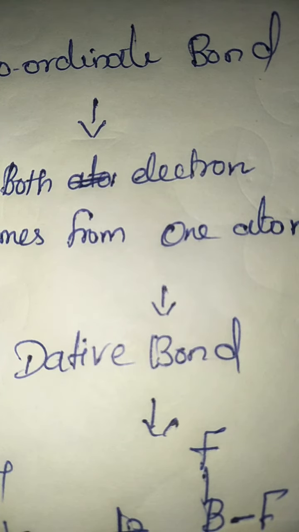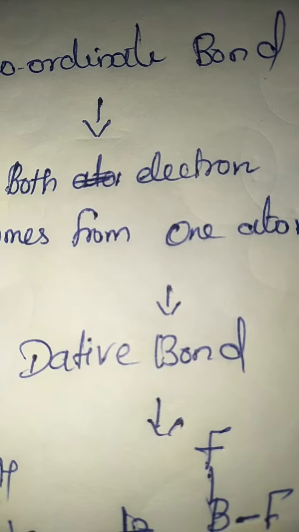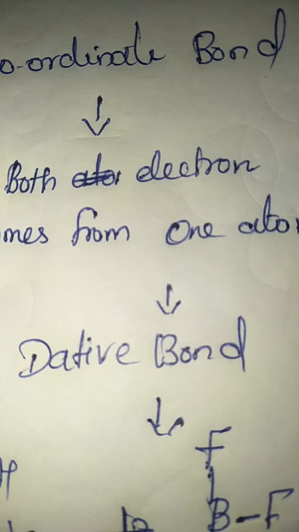But here both the electrons come from one atom. For bond formation, we need two electrons, and both are contributed by one of the combining atoms. Then it is called coordinate covalent bond, and another name is dative bond.